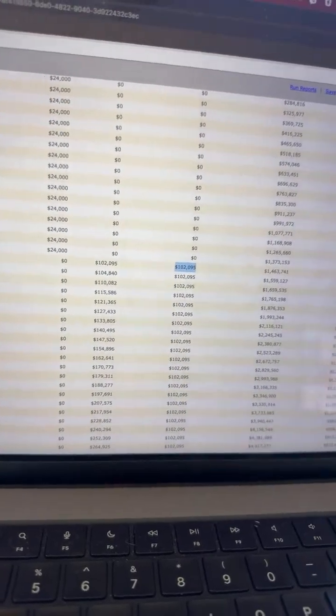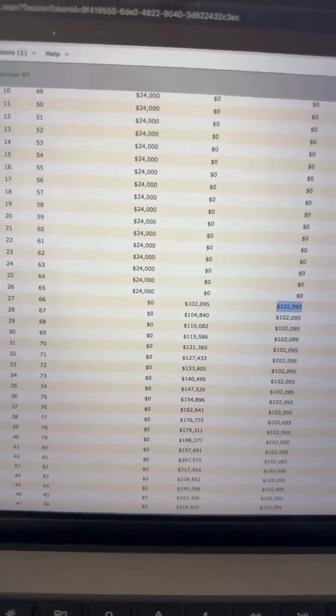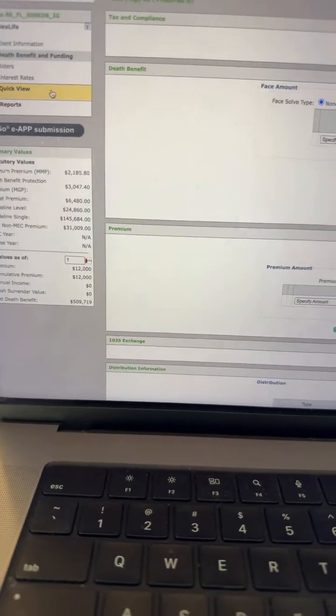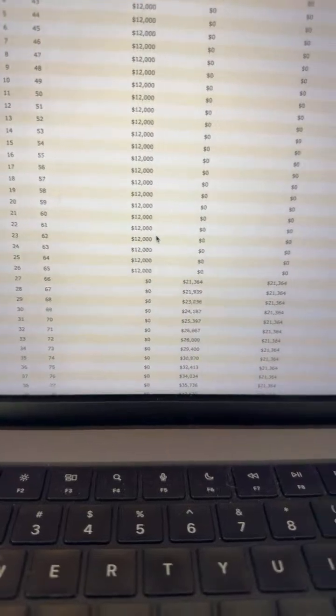But let's say that he doesn't end up putting in $2,000 a month. Let's say that he ends up putting in only $1,000 a month, but he still has that $500,000 death benefit. Well, let's take a look. What's going to happen? Only puts in $1,000 a month.